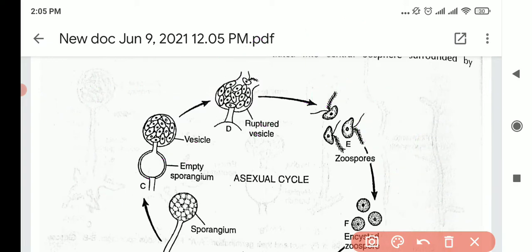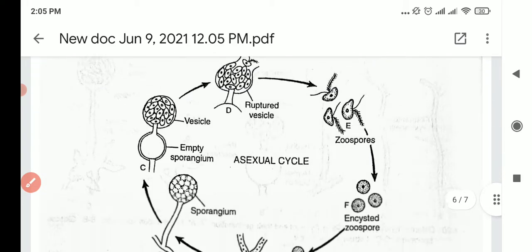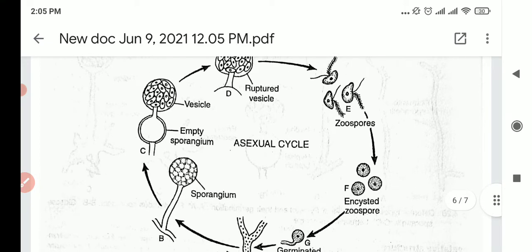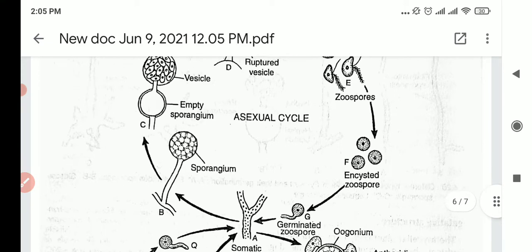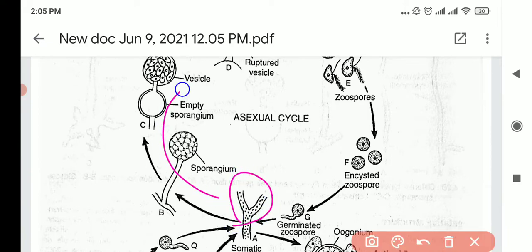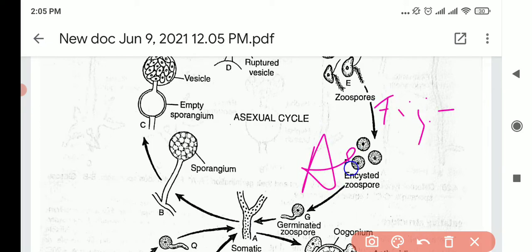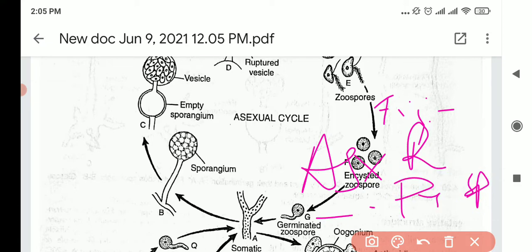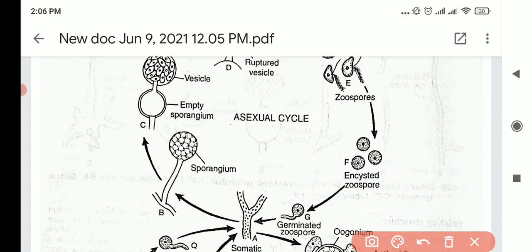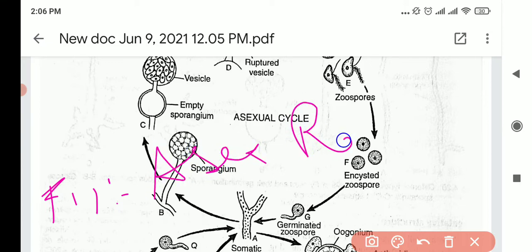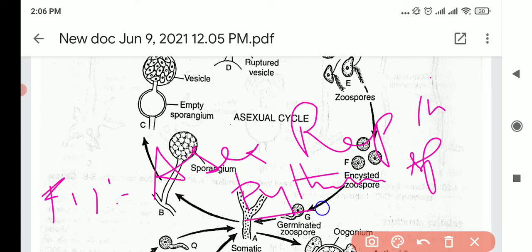After that, you will draw this diagram, starting from here. Then below, you will write: Figure, asexual reproduction in Pythium species, or Pythium debaryanum. What you will write below the image is: Figure, asexual reproduction in Pythium species. Then you underline the word Pythium.